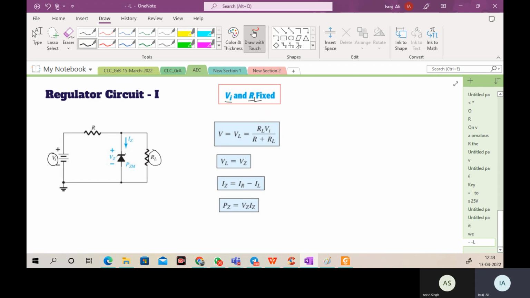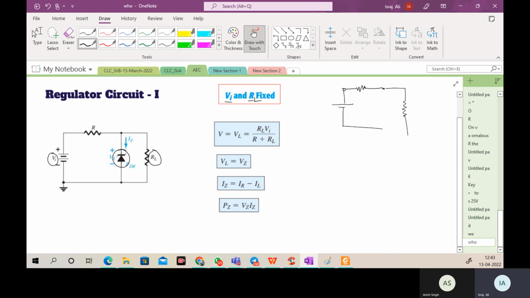Now look at the analysis. How will we do it? First, we will consider that there is no zener present. Simple. We will remove the zener from the circuit and analyze the circuit. So what does it mean? Simple, the meaning is this. If we short it, all the currents will bypass through that one.